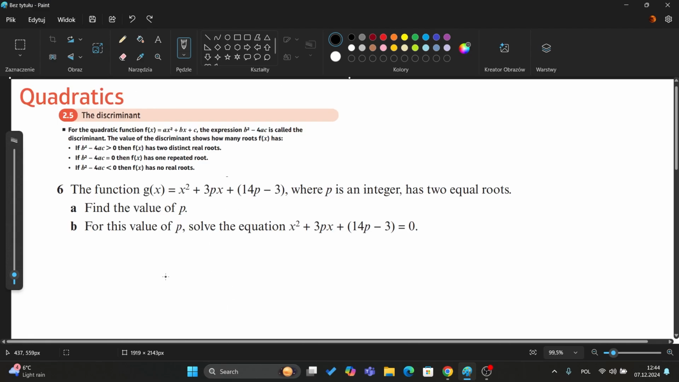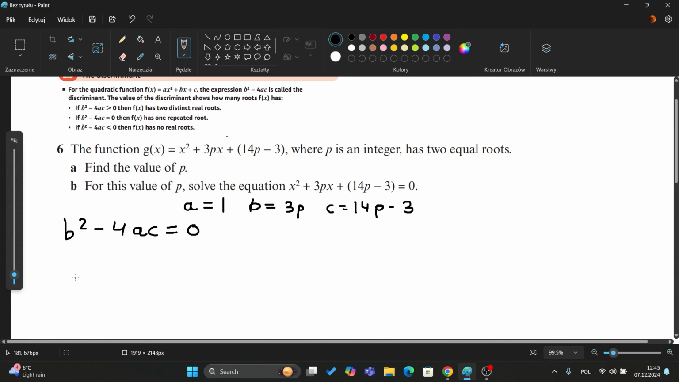So here we have the function g, and we have said that p is an integer, and g also has 2 equal roots. So if it has 2 equal roots, that means that b squared minus 4ac is equal to 0. Now to find the value of p, we just have to insert the coefficients of the function g into b squared minus 4ac. So the coefficients are as follows. Now we can put them in the delta.